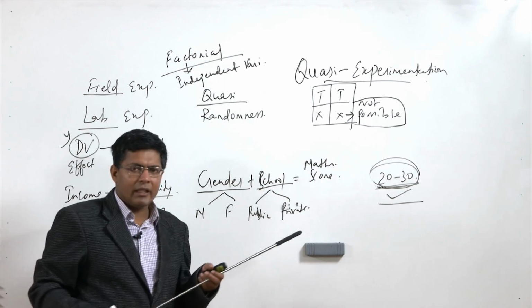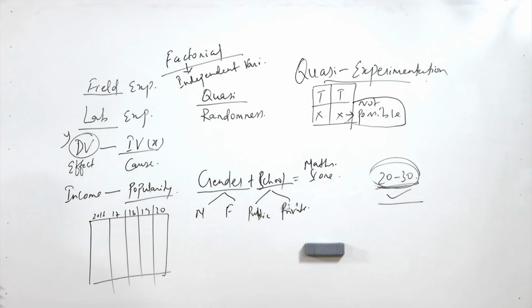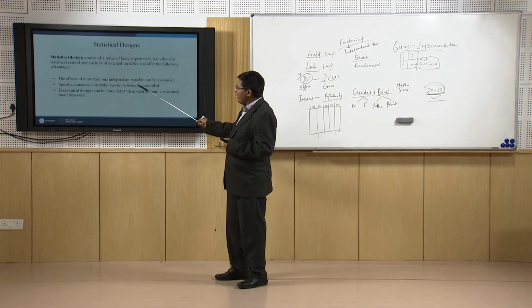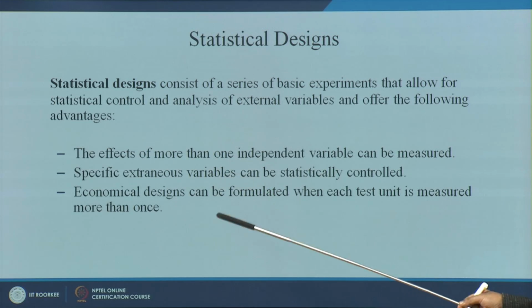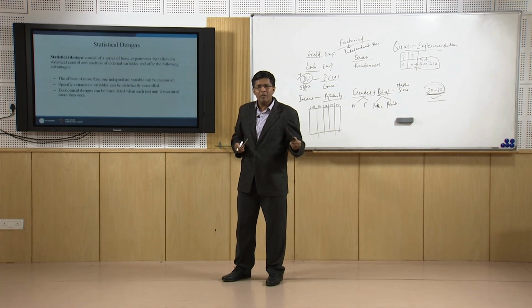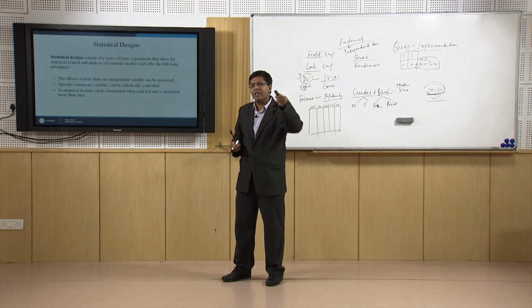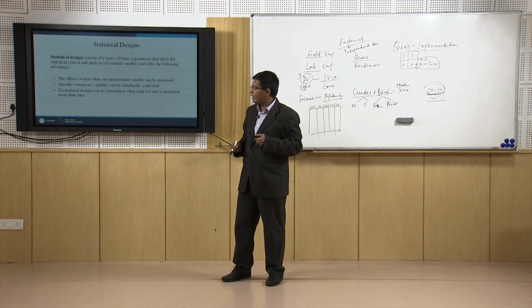So, when I am doing this, we are trying to test more than one independent variable. And here the advantage is regarding extraneous variables, which we discussed in the last session. Extraneous variables are those which are not exactly the independent variables, but they are still variables which affect the entire experiment or the entire study.